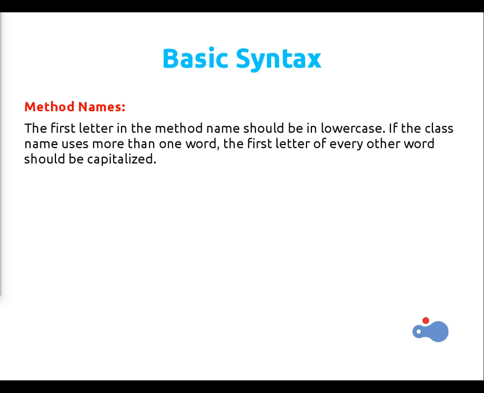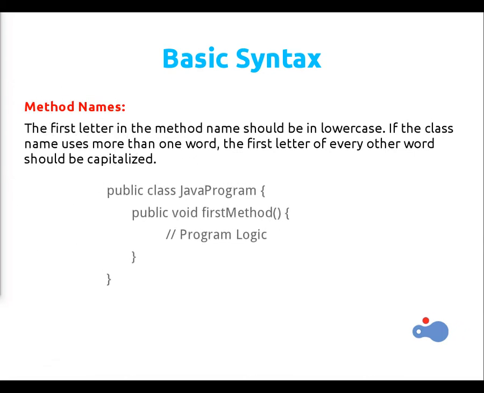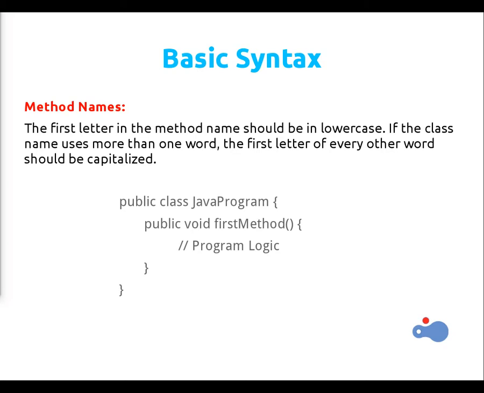Method names. The first letter in the method name should be in lowercase. If the method name uses more than one word, the first letter of every other word should be capitalized. For example, this is JavaProgram with the method firstMethod. Notice how the first letter of the method is in lowercase, and then the second word is in uppercase, and then inside that's where you'll find the program logic.